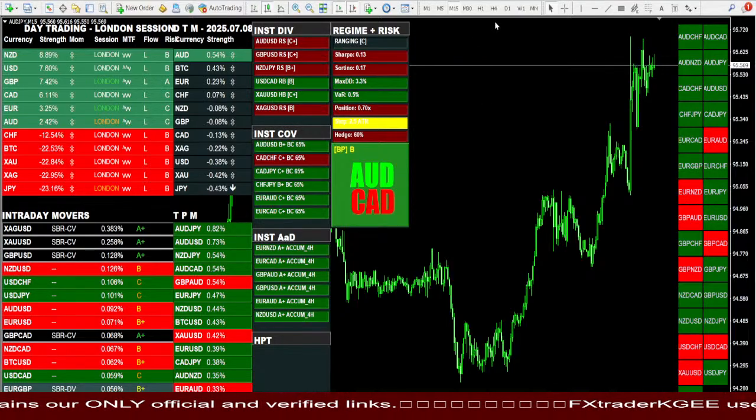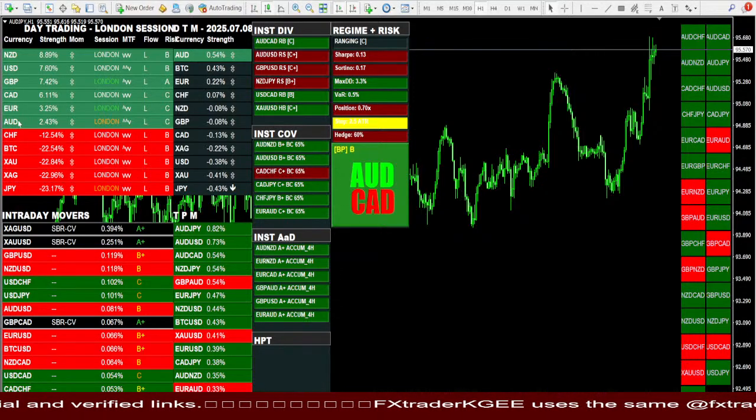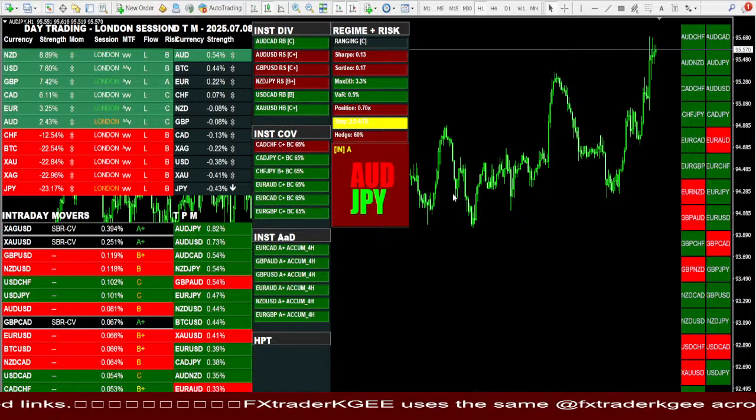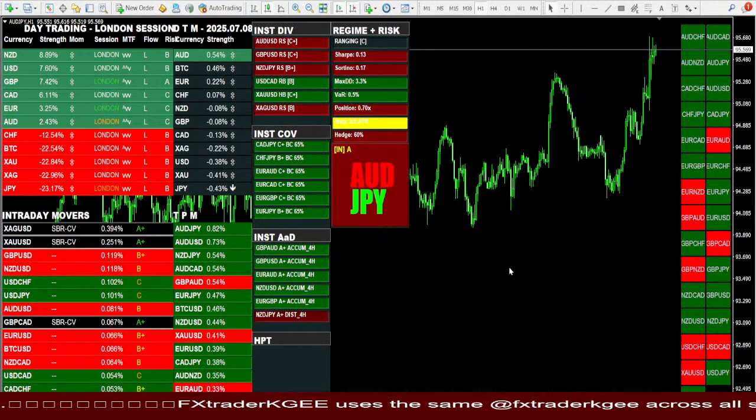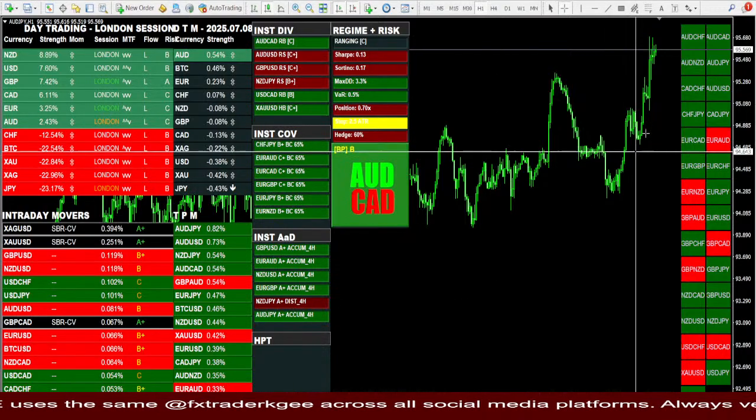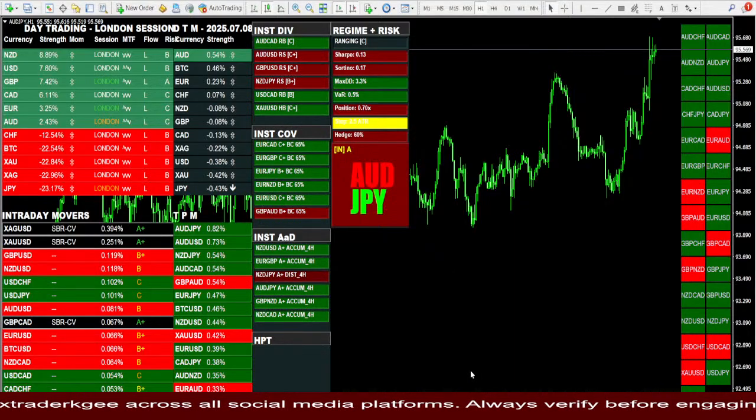AUD JPY. Now look at AUD. It has a stronger index than the Japanese yen. That's number one take. The same thing, AUD has a stronger index than the Japanese yen. That's very simple. This software is very unlike every other software that I have tried to use.